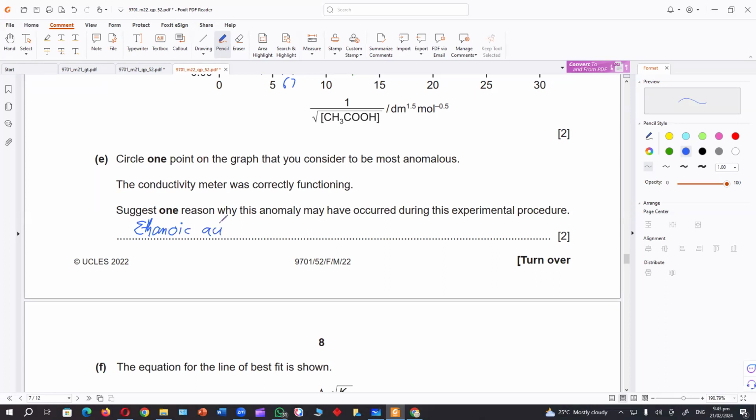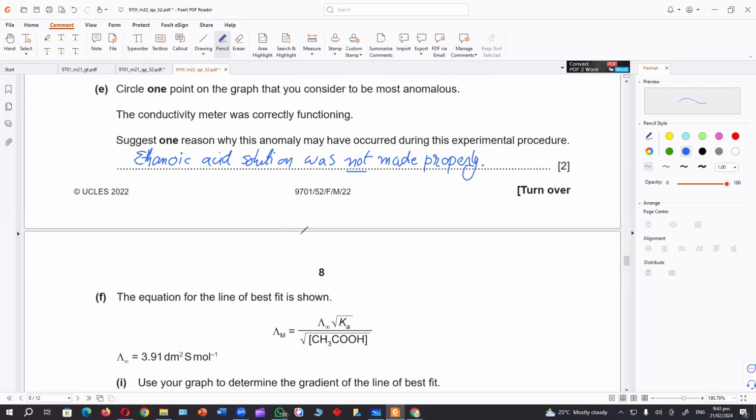Ethanoic acid solution was not made. So we didn't make the solution in correct concentration.